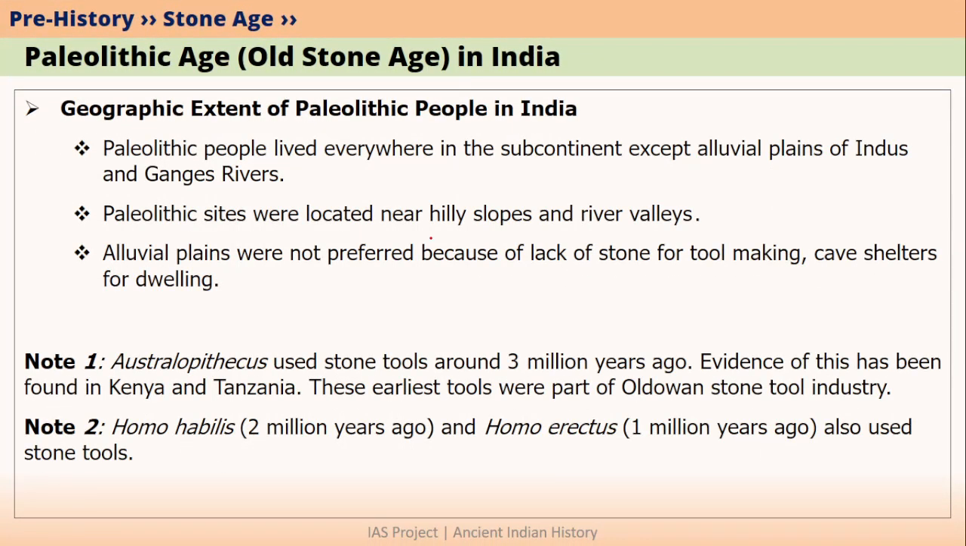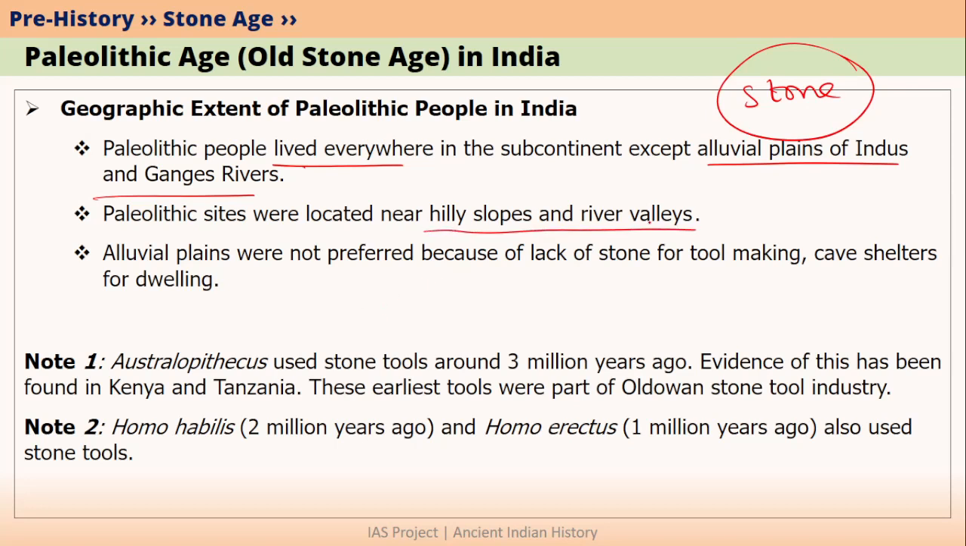Where did people in Paleolithic age live in India? The answer would be they lived everywhere, except alluvial plains of Indus, Ganga, Yamuna and other major rivers. Why? Because in the alluvial plains, they could not find stone, and stone was very important for them to make stone tools. Where did they find stone?